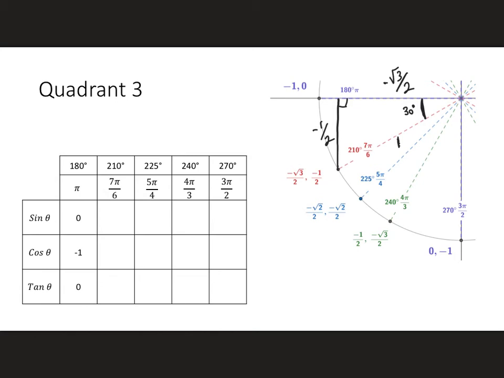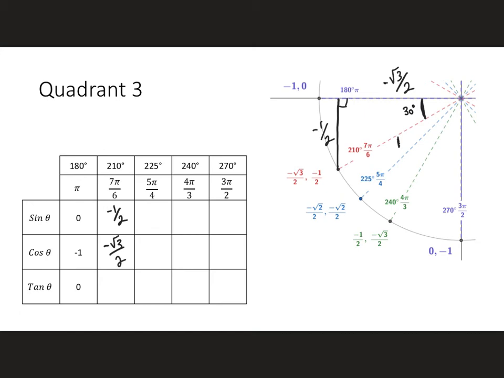So let's start off with 210 degrees. All right, the sine is going to be the y value of the endpoint. So the y value is negative 1/2, or in our diagram, it's the opposite side of the 30 degrees. The cosine will be the x value of the endpoint, negative square root of 3 over 2.